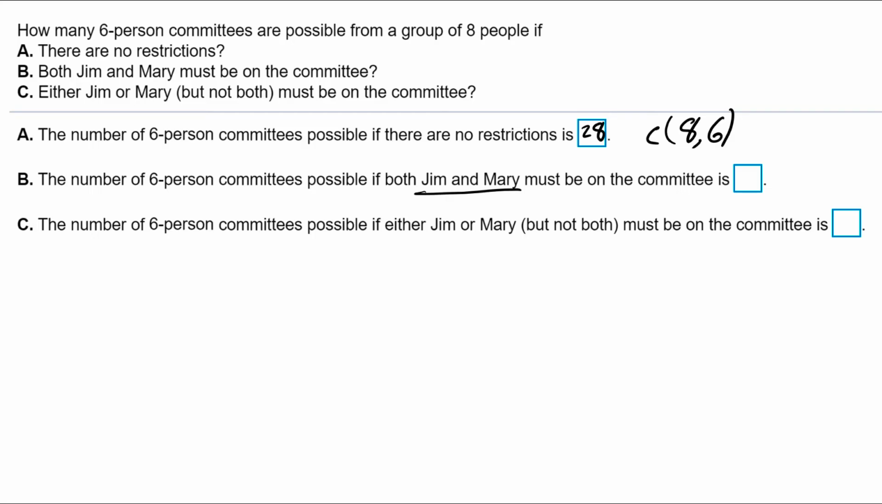So we have 2 groups of people. We have the Jim and Mary group. That is 2 people. And then we have what I'll call the others, which is everyone who's not Jim and Mary, but who are the rest of the 8 people. And there are 6 people in that group.